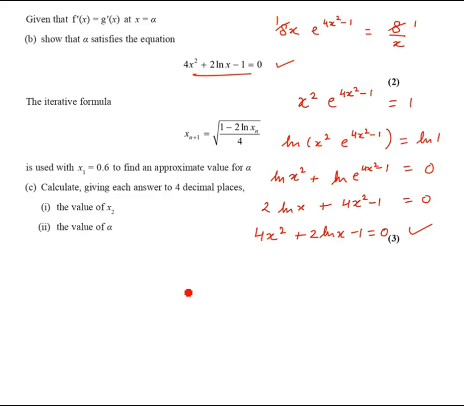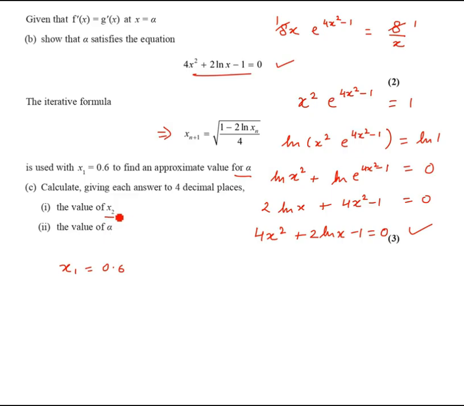That's correct. Now the iterative formula. So they gave us the iterative formula here is used with x1 is 0.6. Find an approximate value for alpha. Okay, so the iterative formula is used to find an approximate value for alpha. Calculate, giving each answer to 4 decimal places, the value of x2.